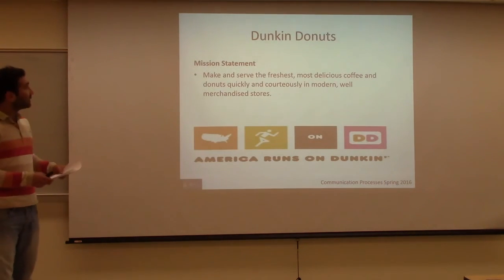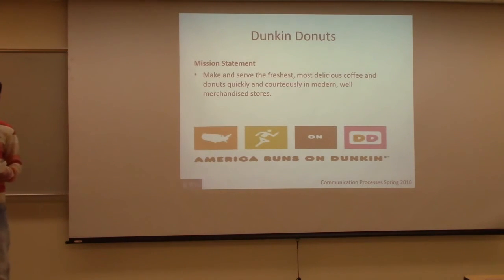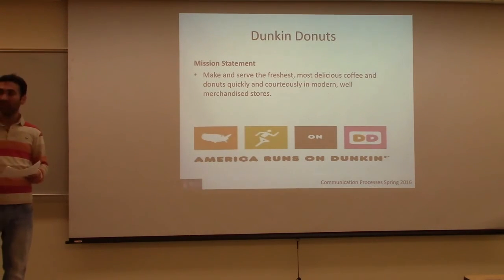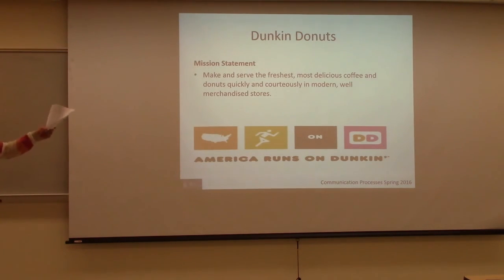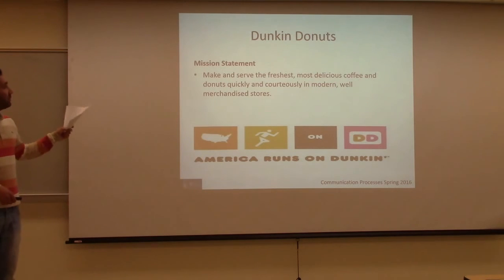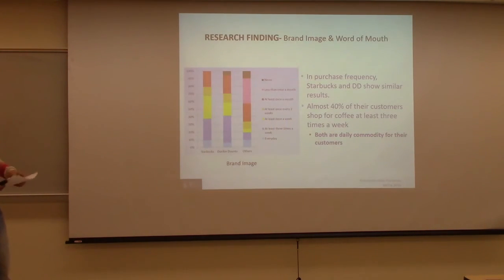So, Dunkin' Donuts. Dunkin' Donuts is an American global donuts company based in Canton, Massachusetts. Today there are more than 11,000 stores worldwide and 3,000 stores in 36 countries. Dunkin' Donuts founder is William Rosenberg. According to the Dunkin' Donuts mission statement, make and serve the freshest, most delicious coffee and donuts quickly and courteously in modern and well-merchandised stores.